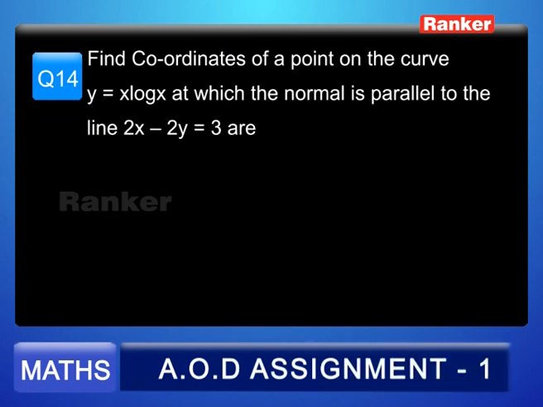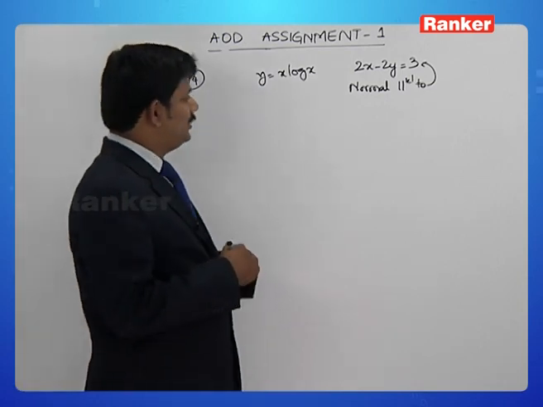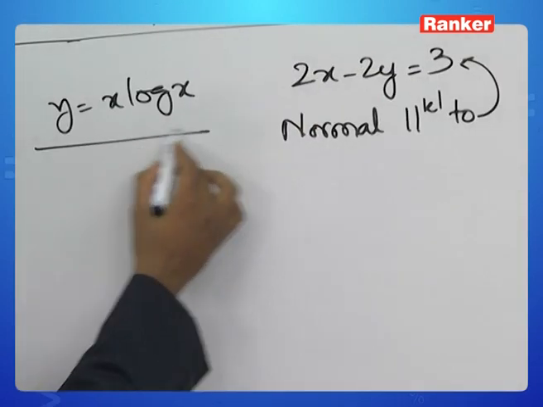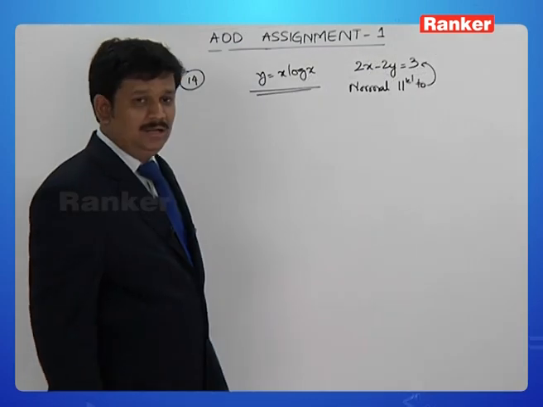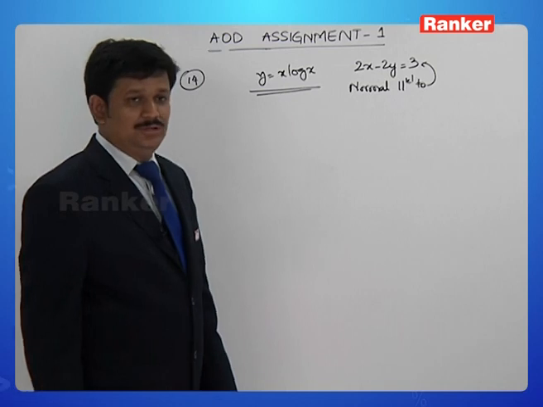Next question. Find the coordinates of a point on the curve y is equal to x log x, at which the normal is parallel to the line 2x minus 2y equal to 3. Option A 0 comma 0, option B e comma e, option C e square comma 2e square, option D e power minus 2 comma e power minus 2. We are supposed to find the coordinates of the point on the curve y is equal to x log x, where the normal is parallel to the line 2x minus 2y is equal to 3.